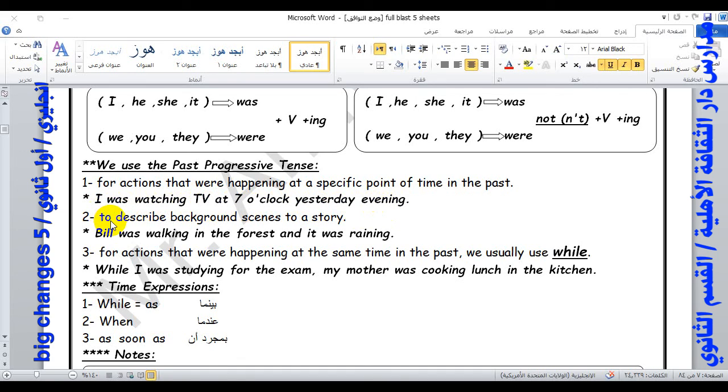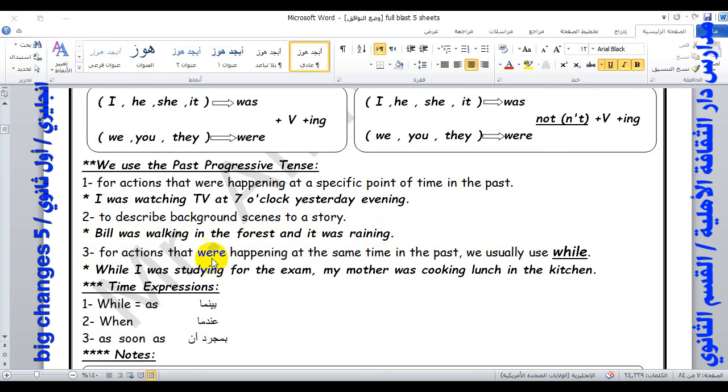2. The second use, to describe background scenes to a story. To describe background scenes to a story. For example, Bill was walking in the forest and it was raining.